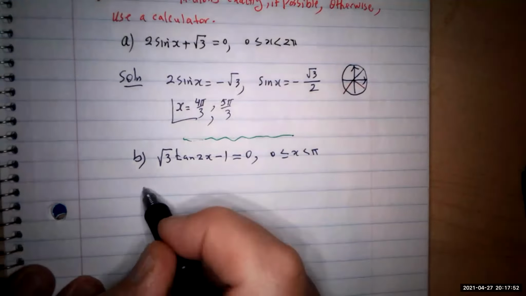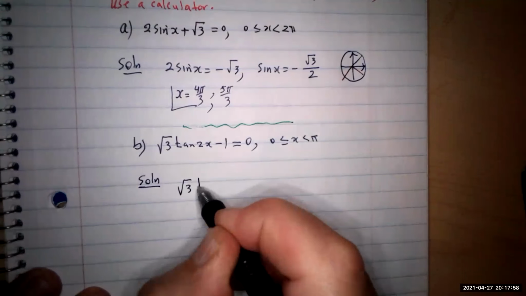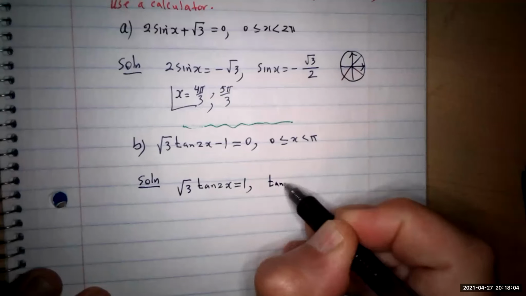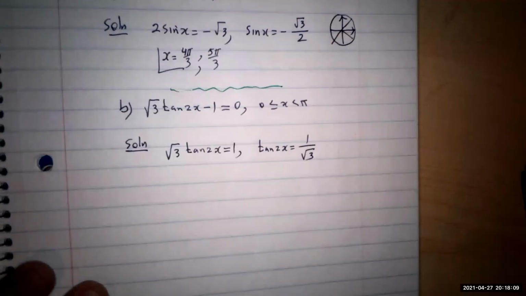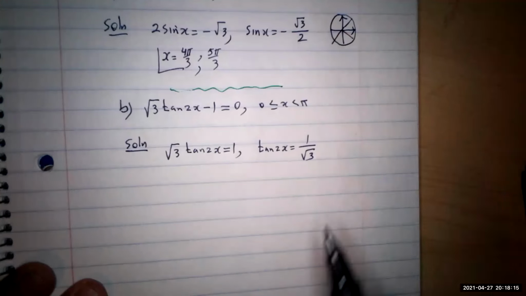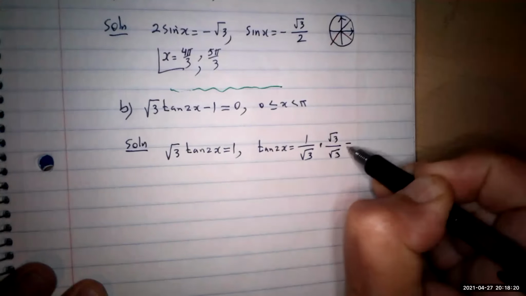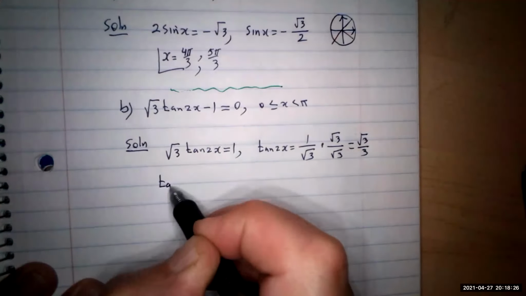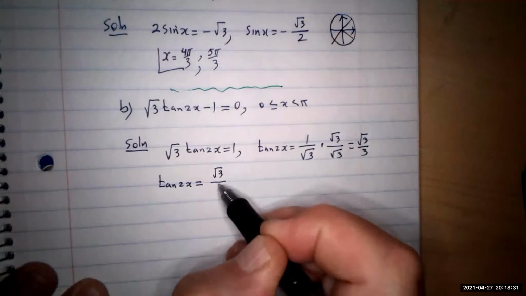So what you are going to do, you have to solve for the tangent. That gives you radical 3 tan of the 2x is equal to 1. So the tan of the 2x is equal to 1 over radical 3. You have to rationalize the denominator. Multiply the top and the bottom by radical 3. So that gives you radical 3 over 3. So you have the tangent of the 2x equal to radical 3 over 3. Any question?